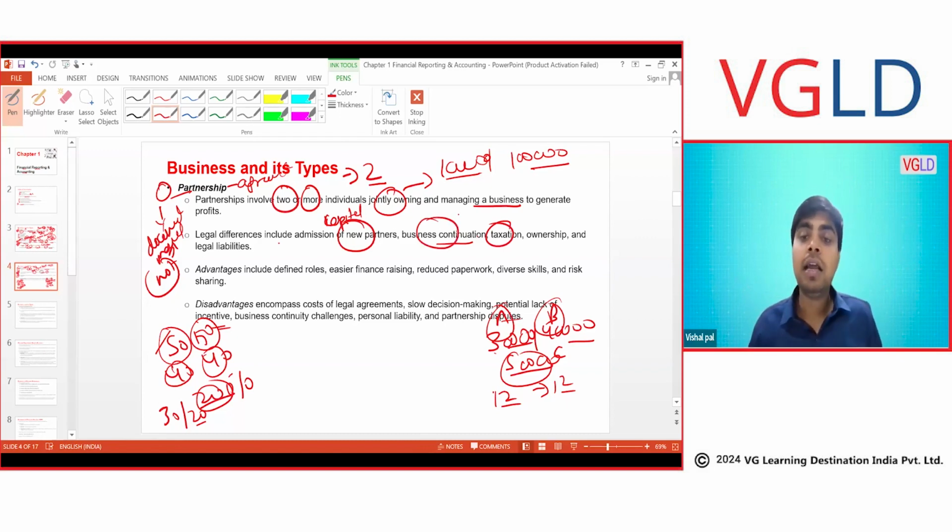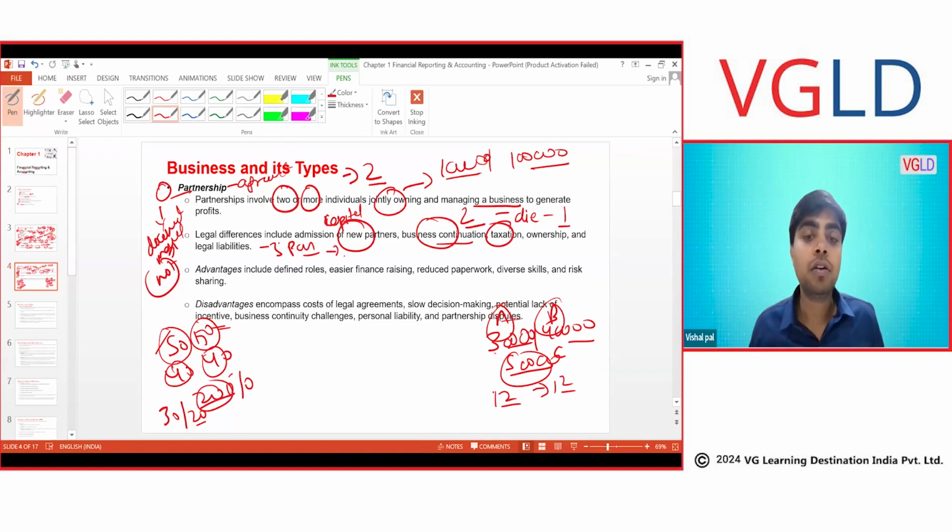Business continuation: let's say there are two partners, one partner dies and one partner is remaining. In that case, you cannot continue the partnership unless you get a new partner. So there is a business continuation issue. Let's say there are three partners.